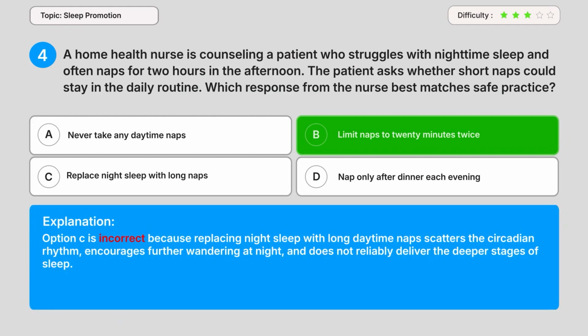Option C is incorrect, because replacing night sleep with long daytime naps scatters the circadian rhythm, encourages further wandering at night, and does not reliably deliver the deeper stages of sleep.